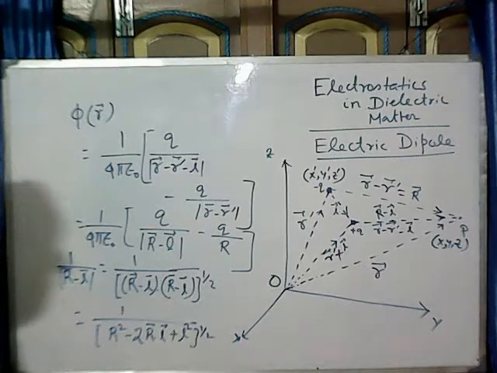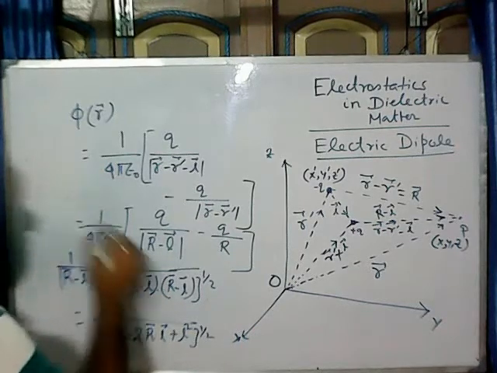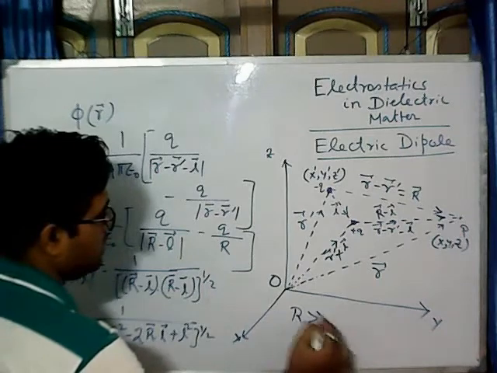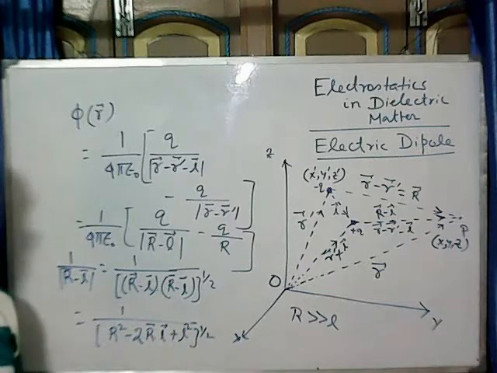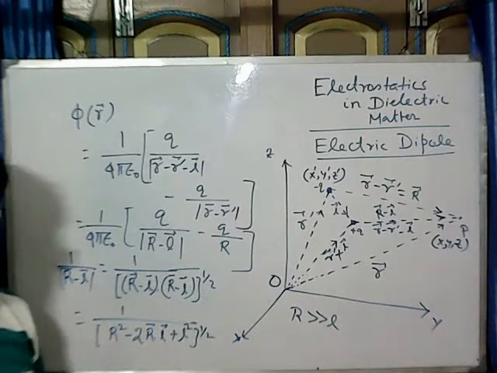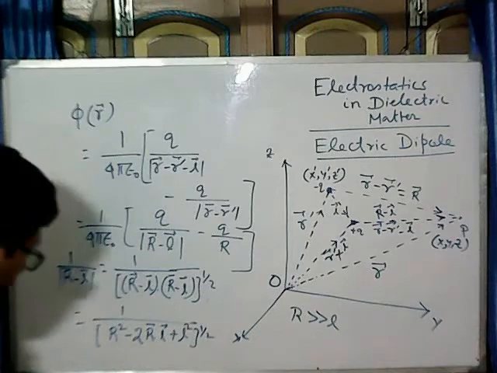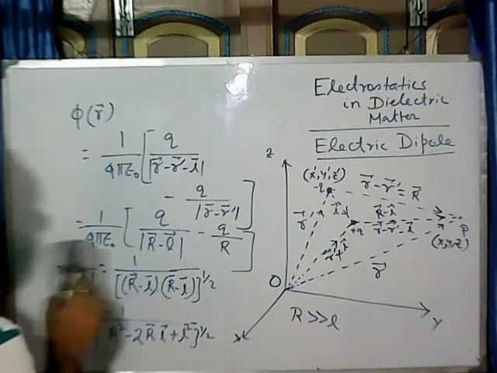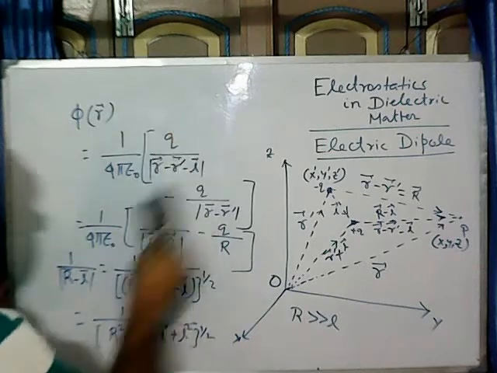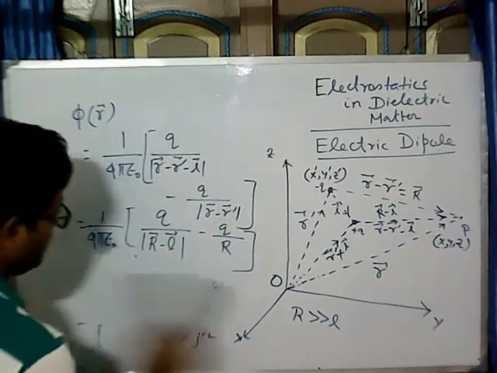Now, here we consider that r is very much greater than l. So if r is very much greater than l, we can neglect this l square, because l square is very small. Okay, so let's do that. Let me write this, and let me remove this here.